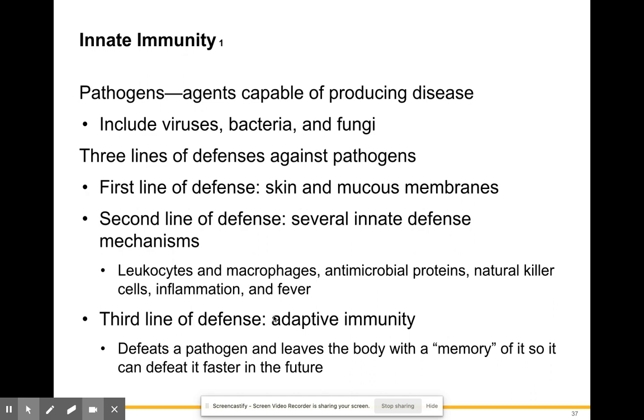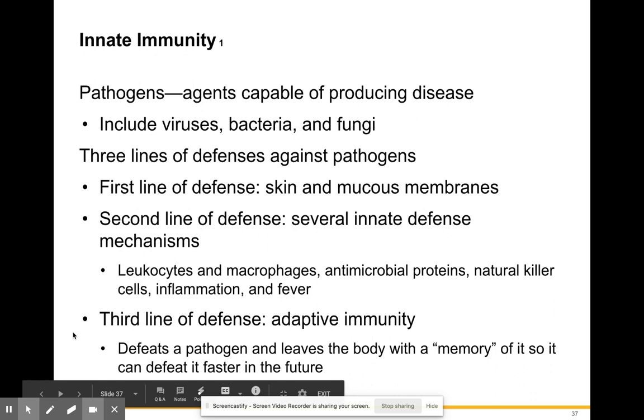So let's say your second line of defense fails, right? And you end up coming down with some type of infection, right? You come down with strep throat, tonsillitis, a sinus infection, the common cold, the flu, or COVID, whatever it is. Your third line of defense is called your adaptive immunity.